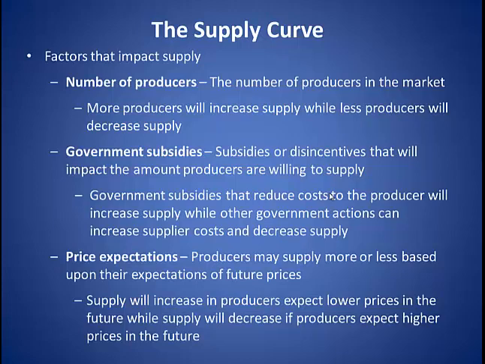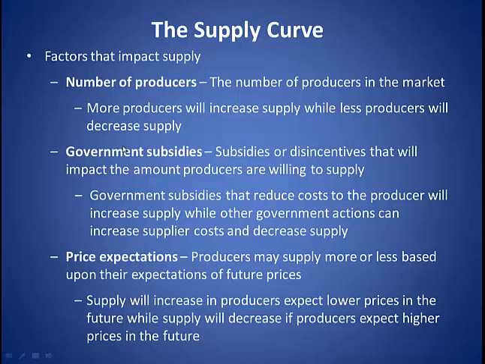Factors that can affect demand. There's also factors that can impact supply, and we're going to go over some of these in general. Okay, number one, the number of producers. In other words, the number of producers in the market, the producers willing to produce those goods or services. More producers will increase supply, and less producers will decrease supply. And again, that's a fairly logical assumption.